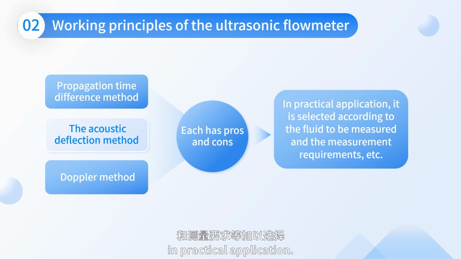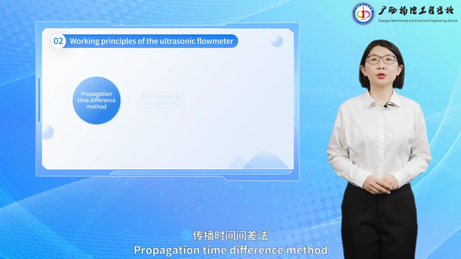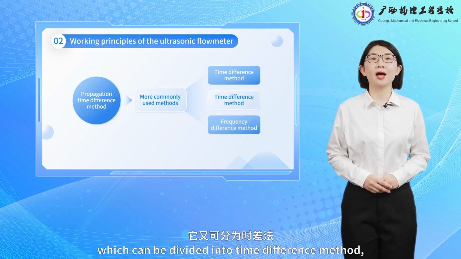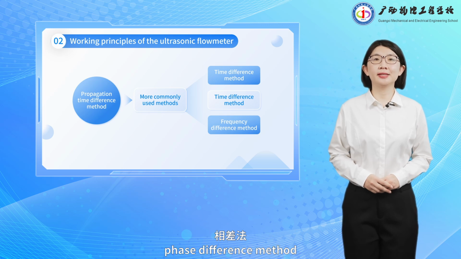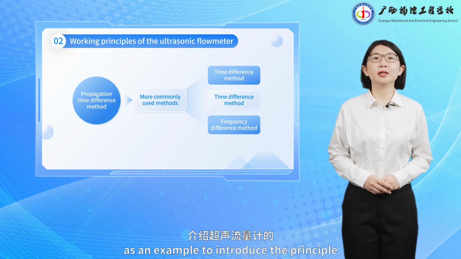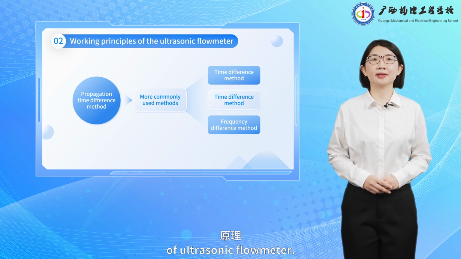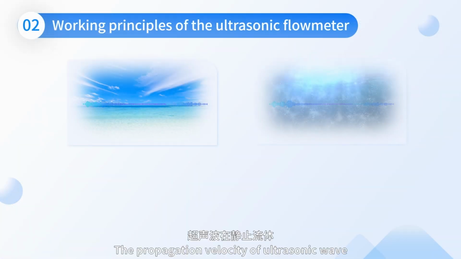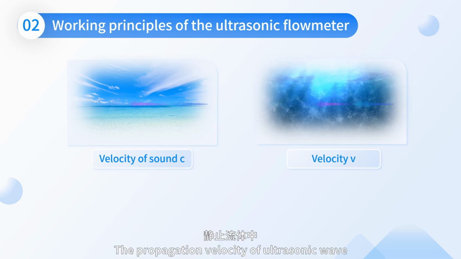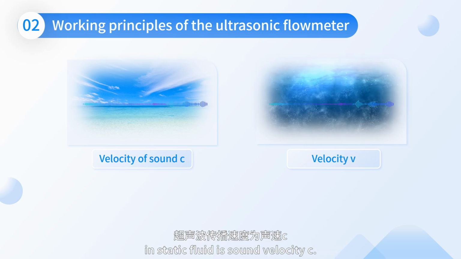The propagation time difference method is a commonly used method, which can be divided into the time difference method, phase difference method, and frequency difference method. The following takes the time difference method as an example to introduce the principle of the ultrasonic flowmeter. The propagation velocity of ultrasonic waves in static fluid and flowing fluid is different. The propagation velocity of ultrasonic waves in static fluid is the sound velocity c.